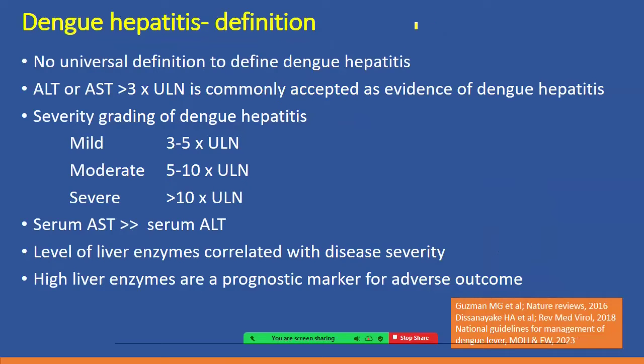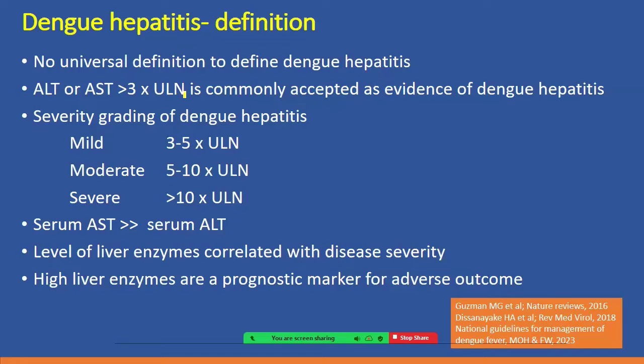So coming to the definition, there is no universal definition to define dengue hepatitis. However, the most accepted one used in most studies has been AST or ALT level more than 3 times the upper limit of normal. And this is the definition which we also have used in our data analysis.